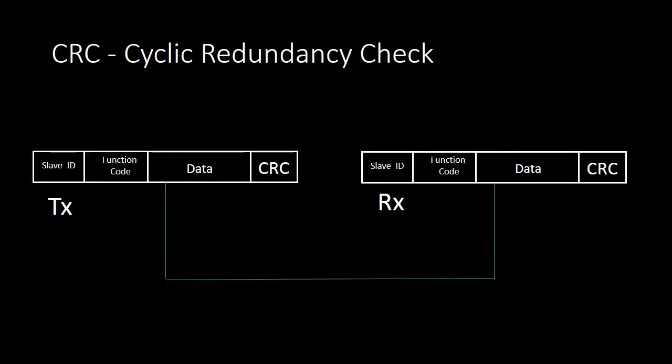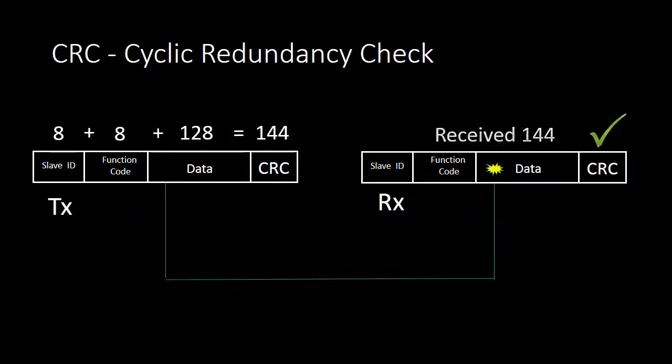CRC stands for Cyclic Redundancy Check. It is 2 bytes added to the end of every Modbus message for error detection. Every byte in the message is used to calculate the CRC, also known as the checksum. The receiving device also calculates the CRC and compares it to the CRC from the sending device. If even one bit in the message is received incorrectly, the CRCs will be different and an error will result.